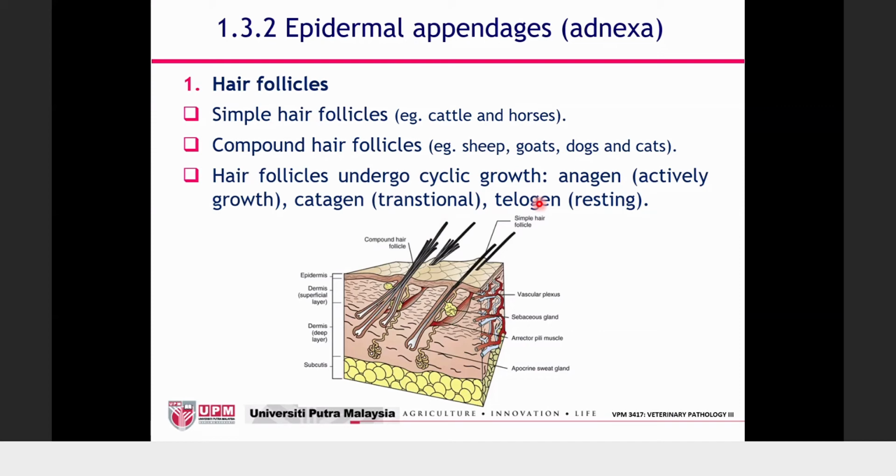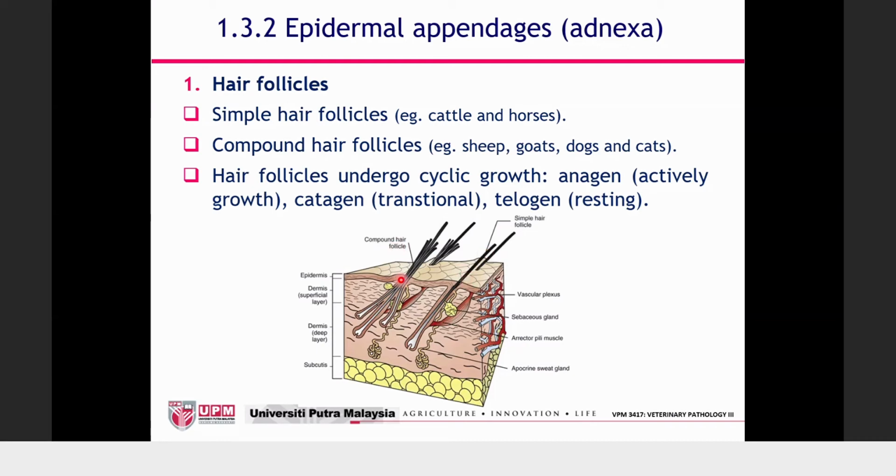Okay, these are all for you to remember. I think you have learned this in your anatomy or maybe physiology. So remember, a compound hair follicle is composed of a few types, not only one. Usually a simple hair follicle is just one hair, but a compound one is made out of a few types.